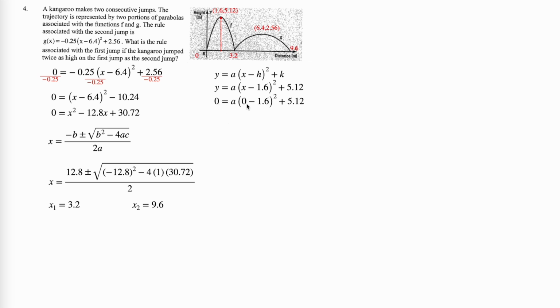0 is equal to a times (0 minus 1.6) squared plus 5.12. 1.6 squared is 2.56. We get 2.56a plus the 5.12. Subtract the 5.12 from both sides. We have negative 5.12 is equal to 2.56a. Divide both sides by 2.56. We get negative 2 is equal to a. y is negative 2 times (x minus 1.6) squared plus 5.12 is the rule associated with the first jump of the kangaroo.